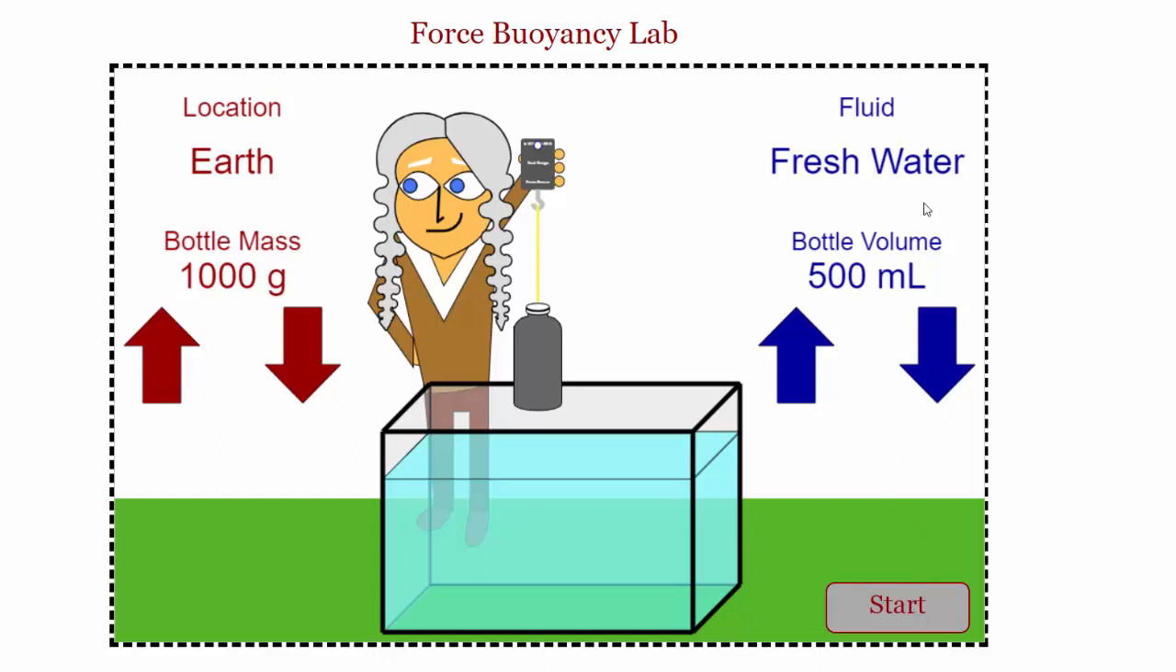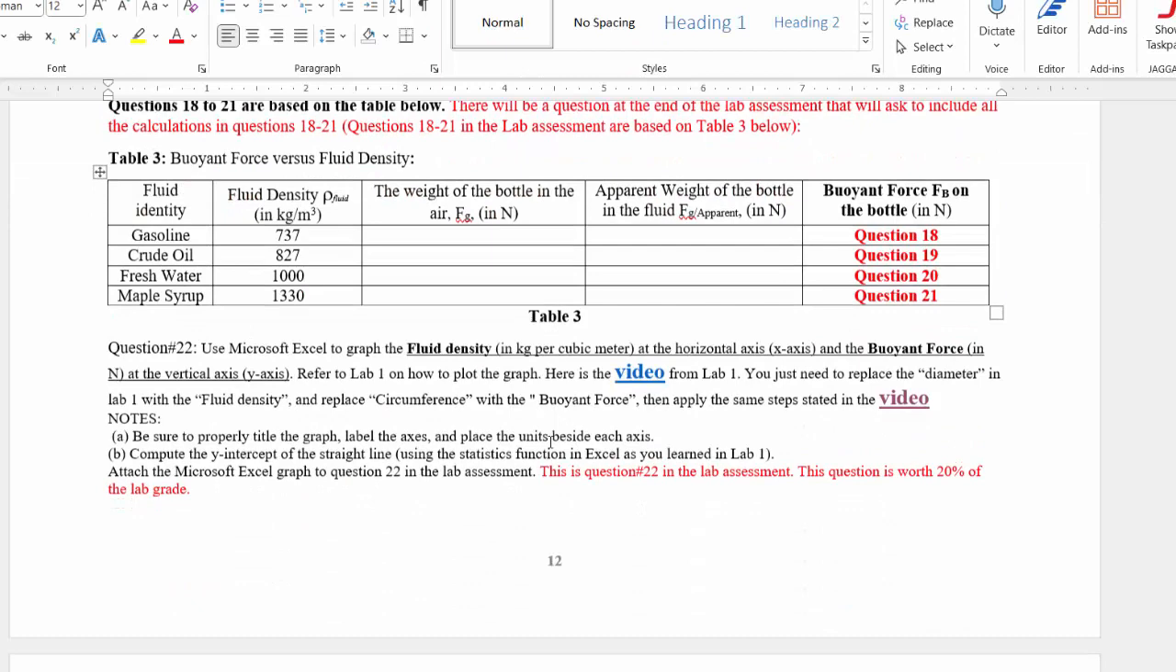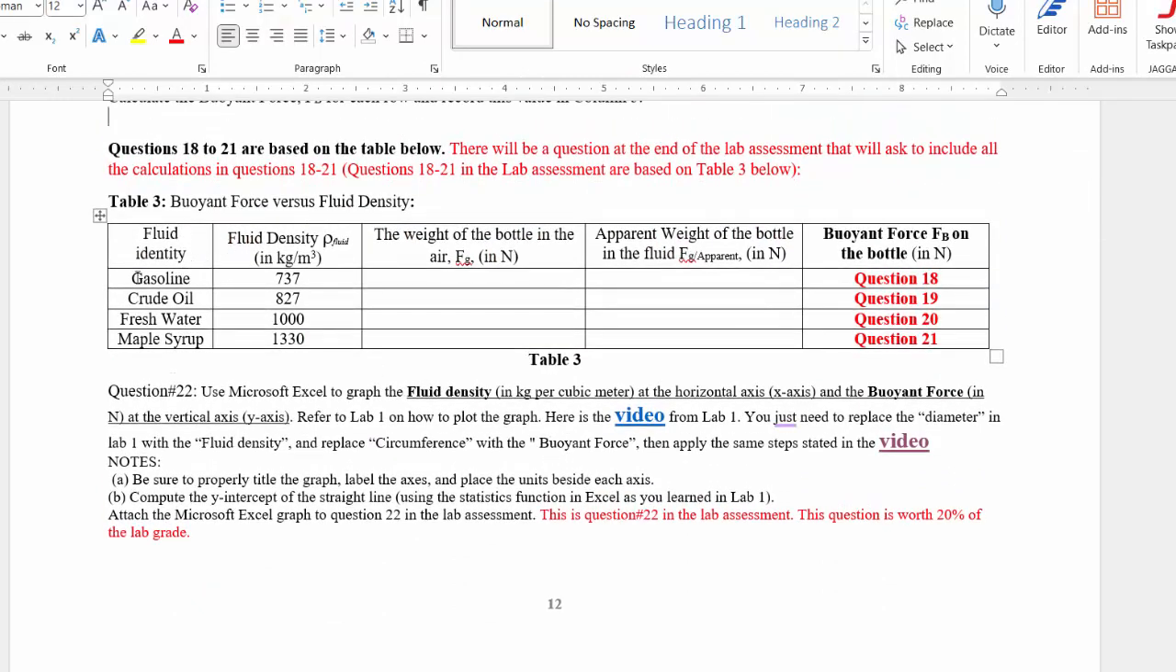And now we are going to follow table 3, which asks you to change the fluid identity to gasoline first, then crude oil, fresh water, and finally maple syrup. And each time we need to record the weight of the bottle in air. That's basically the force due to gravity, mg.